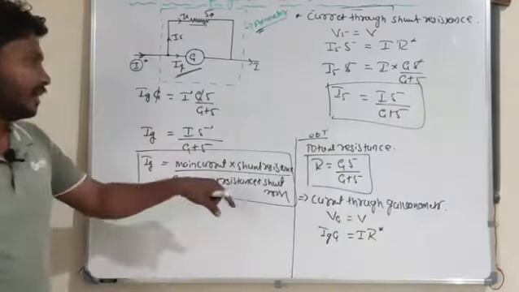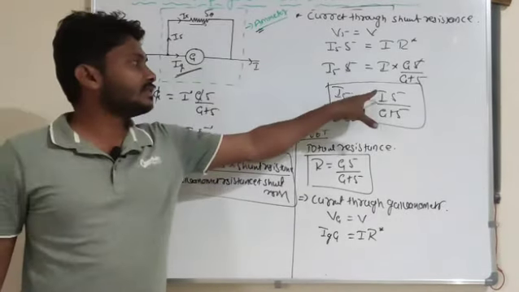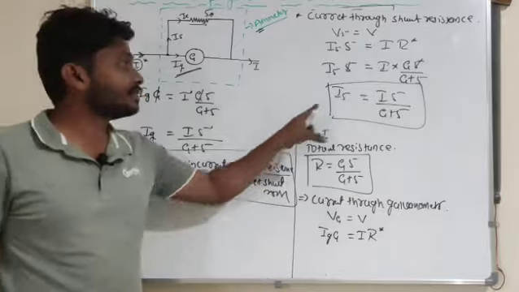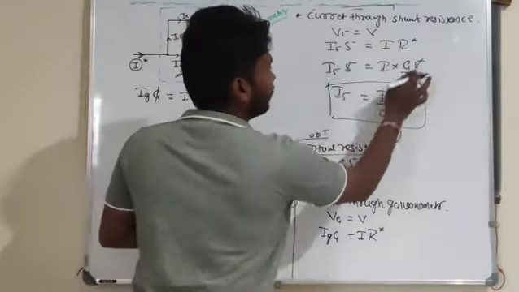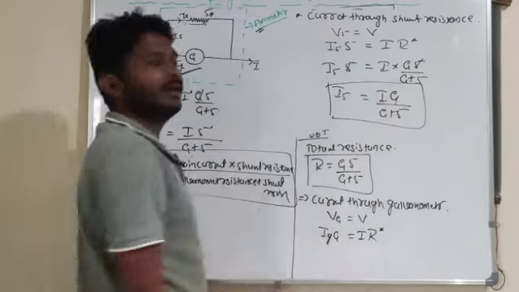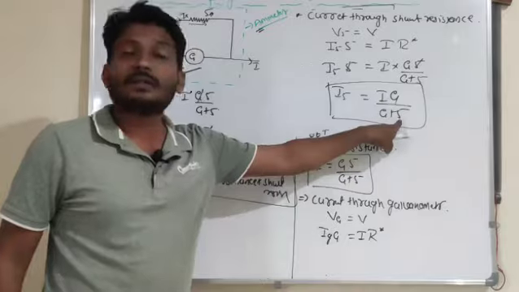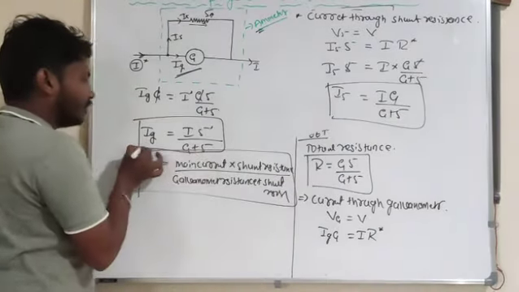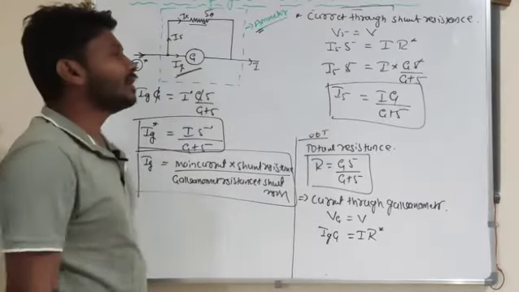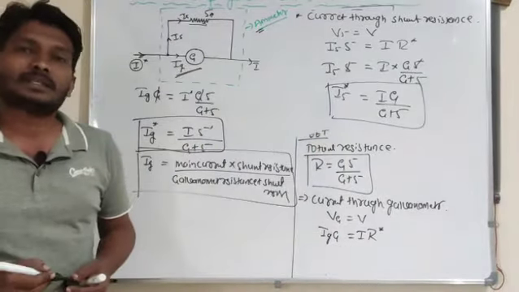So look here, in the theoretical manner I can write Ig is equal to the main current into the shunt resistance, divided by the galvanometer resistance plus the shunt resistance. This is the connecting formula for the current through the galvanometer. This is the connecting formula for the current through the shunt resistance.